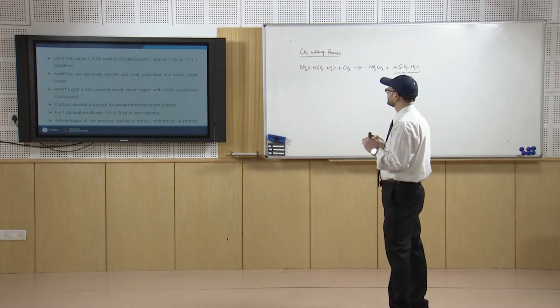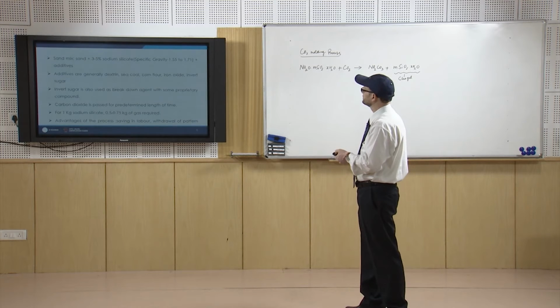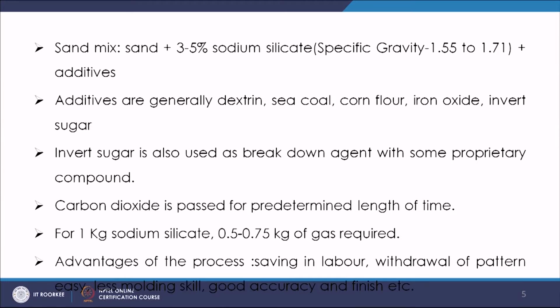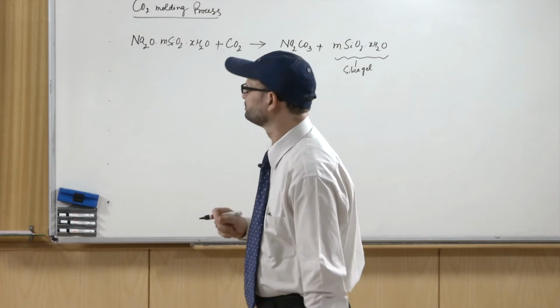So, what is the process? The process is that the sand mix is sand plus 3 to 5% sodium silicate by the weight of sand. In the sand we are mixing 3 to 5% of sodium silicate, whose specific gravity should be 1.55 to 1.71. Basically, the specific gravity depends upon the mass ratio and the amount of water which is present.